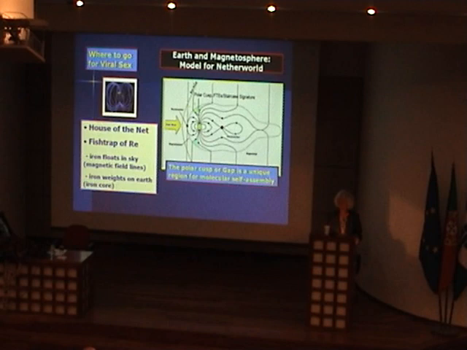Where do you go for biosex? The element-enriched northern polar cusp of our planet, the North Pole, the gap to the stars, where high-energy protons exist, and the deceased is self-created and/or self-assembled. This is the house of the net, the fish trap of Ra, where the solar wind stretches and tears the magnetic field lines, where particles collide and micro black holes form.